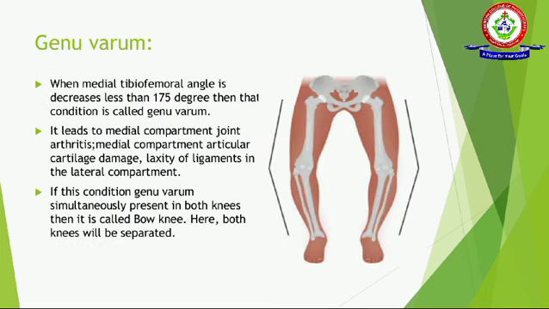Then we can see about genu varum. When the medial tibiofemoral angle decreases less than 175 degree, then that condition is called genu varum. It leads to medial compartment joint arthritis, medial compartment articular cartilage damage, and laxity of ligaments in lateral compartment. In this condition, genu varum is simultaneously present in both knees. It is also known as bow knee because here the knees will be separated.